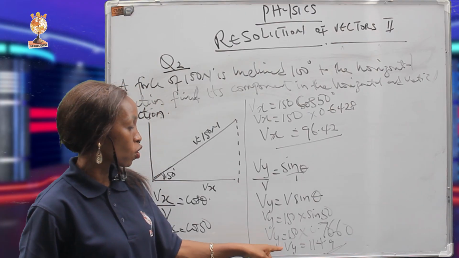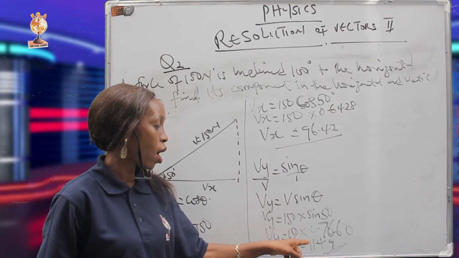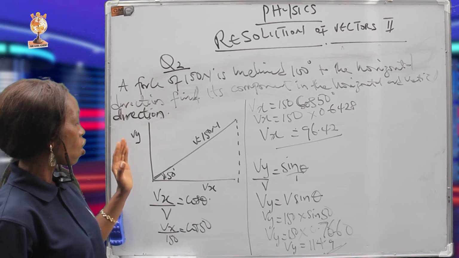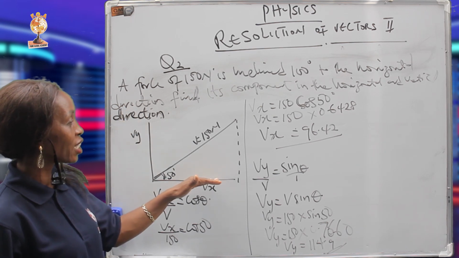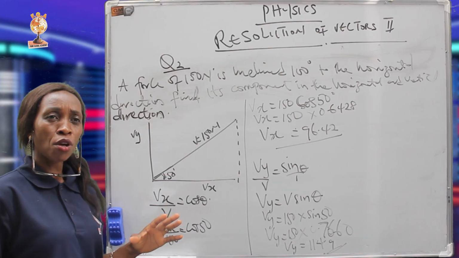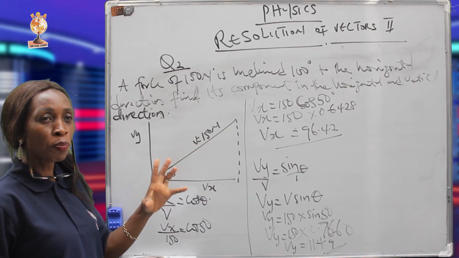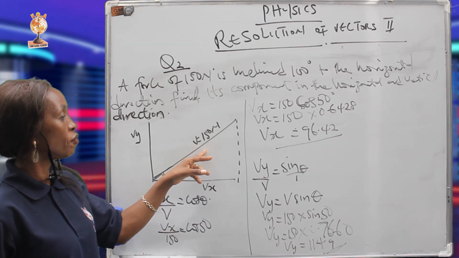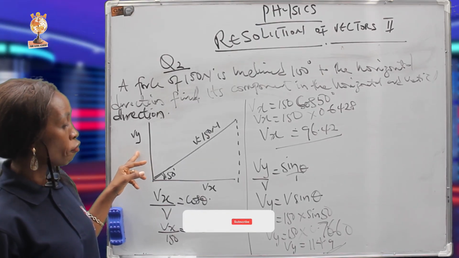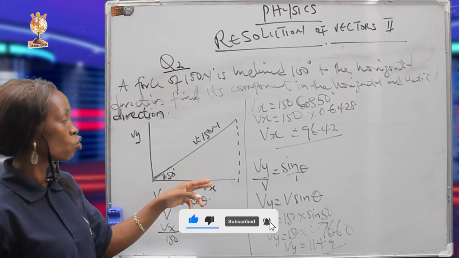which is 0.7660. If you multiply 150 times 0.766, I will have 114.9. So on this axis, I have 114.9, and on this axis, I have 96.42. If you look at it now, your calculation should not be bigger than your resultant. The resultant we have is 150, and on the vertical axis we have 114.9, not up to 150, and on the horizontal axis I have 96.42, not up to 150.